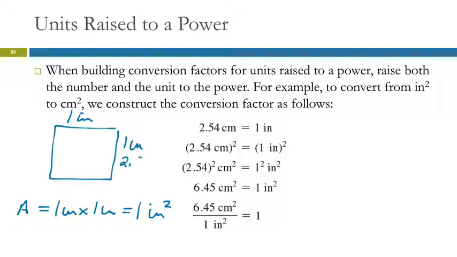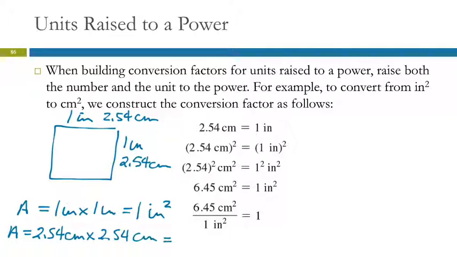This side is 2.54 centimeters long, and this side is 2.54 centimeters long. And then I calculate the area. That would be 2.54 centimeters times 2.54 centimeters, which equals 6.45 square centimeters. It's not 2.54 square centimeters because it's the length times the width. The numbers get squared as well.